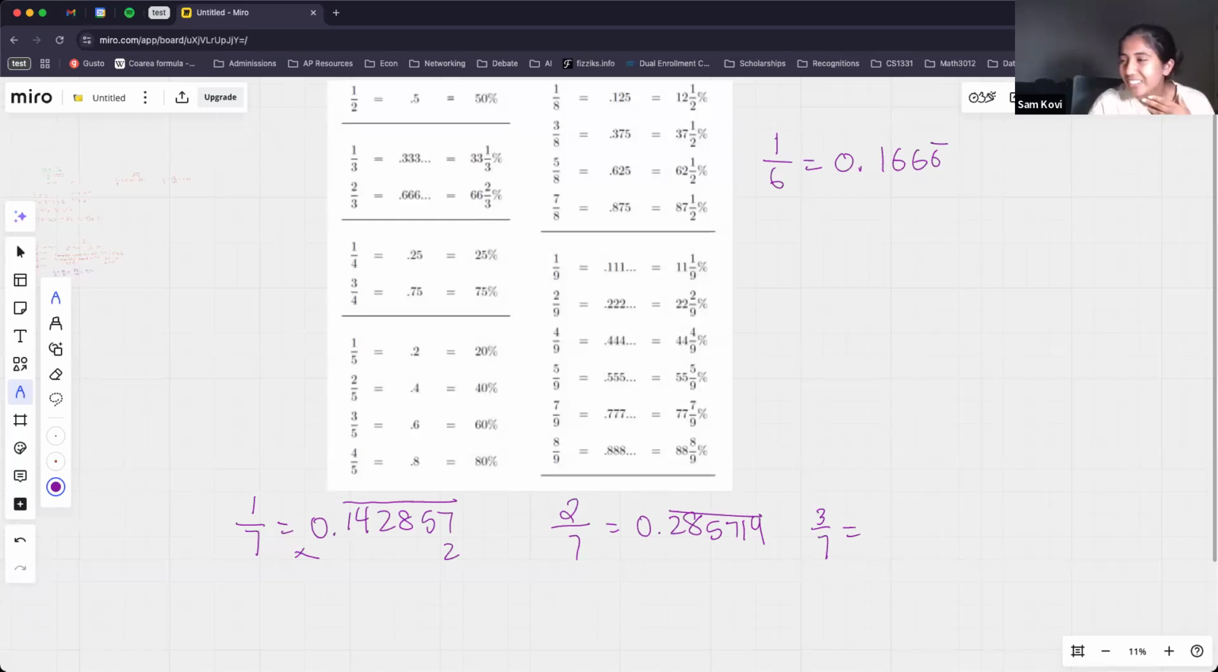What do you guys get when you do 3/7? Shreyans, check your math. I think that's for 4/7. Arav, I agree with that.